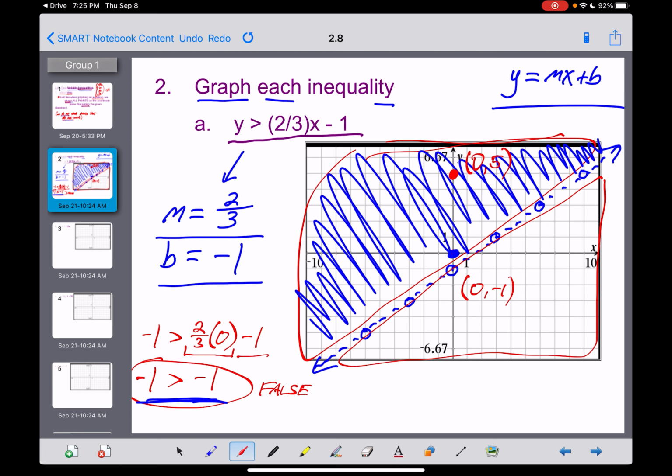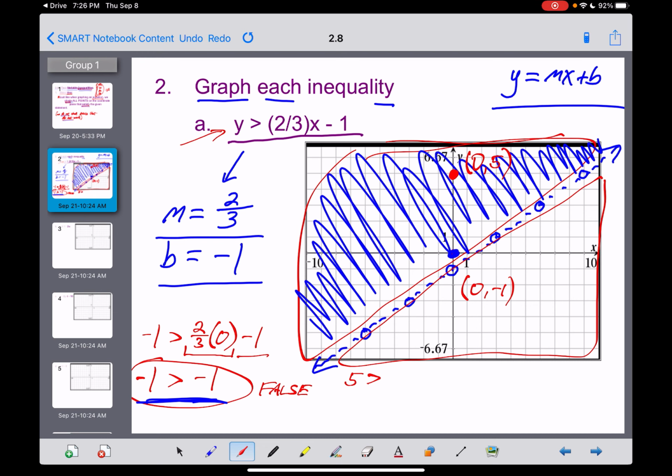So I want you guys to ask yourself, is that point shaded or unshaded? That one's in the shaded region. Therefore, should it work or not work when we put it back into the original statement? If it's shaded, it should work. Let's try it. Our y-coordinate there is 5.